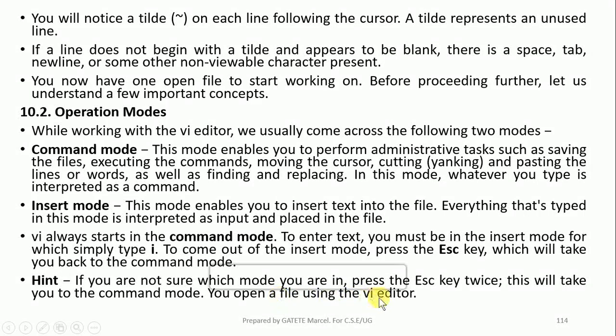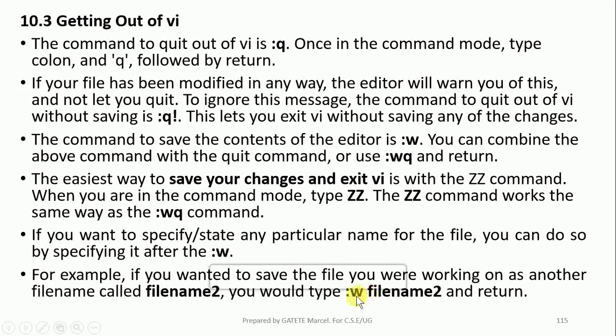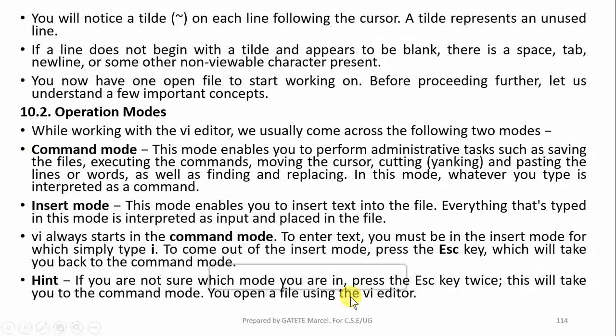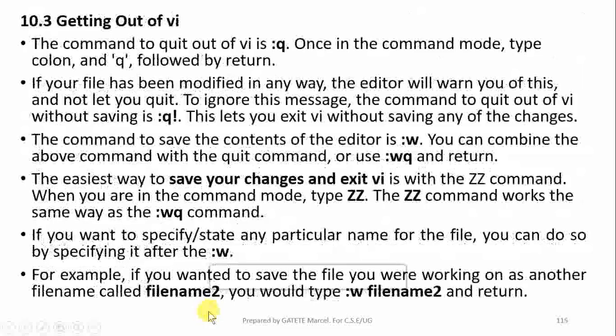So you open a file using the VI editor, as we did previously. How do you exit VI? You exit VI using :q. Here you are going to quit without saving. Any change you have made, the file will not be saved.